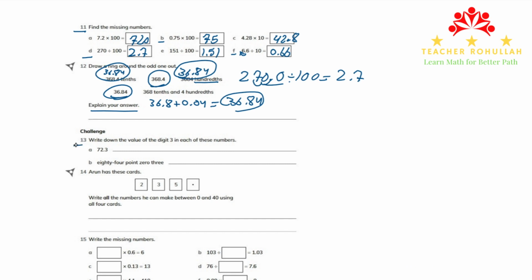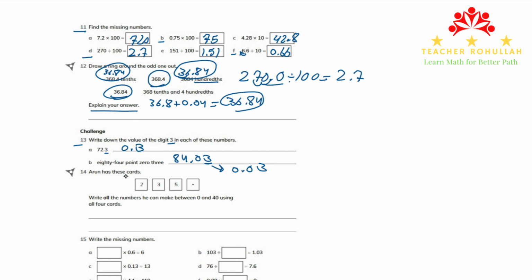In question 13, it says, write down the value of the digit 3 in each of these numbers. In this number, 3 is in the tenths place. So the value of 3 is 0.3. In part B, the number is 84.03. Let me write the number by digits, 84.03. So the value of 3 is 0.03. Let's now move to question number 14.